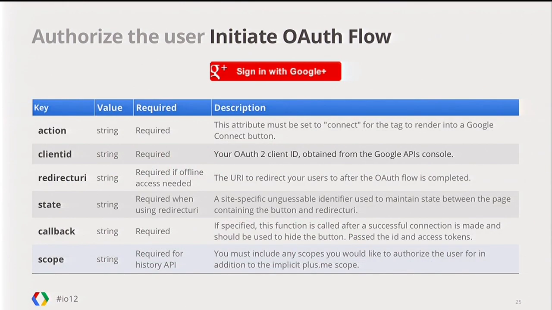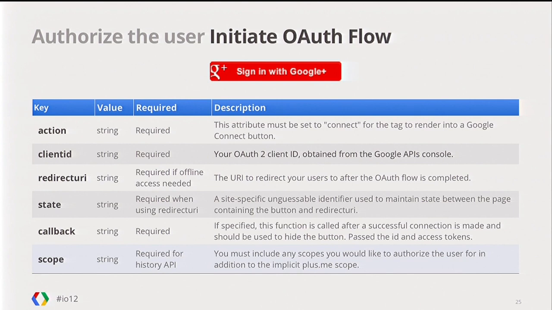Let's go through those attributes. First off, we have action. This just specifies what the button's going to be. It's easy. It has to be connect. Add action equals connect, and you'll get this particular button. The client ID, we saw that when we set up our application. Copy and paste that in here. The redirect URI. If you're using the server-side flow, this is where you want the users to go after they consent. You're just going to do a couple quick things. The user will likely not even see the page fully render before it redirects back to your application.